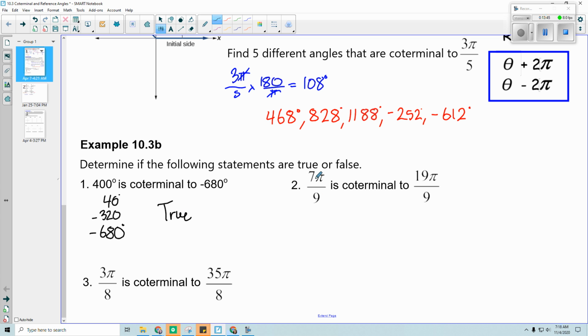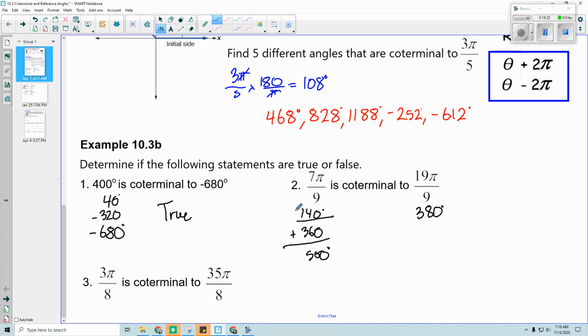Okay, and these next ones. So 7 pi over 9. If I convert that right now, I just do 7 times 180 divided by 9. That gives me 140 degrees. And then the next one, 19 times 180 divided by 9 is 380. All right, let's see if we could start at 140 and add our way up to this. You might see right away, if I take 140 and add 360 to that, I get 500 degrees.